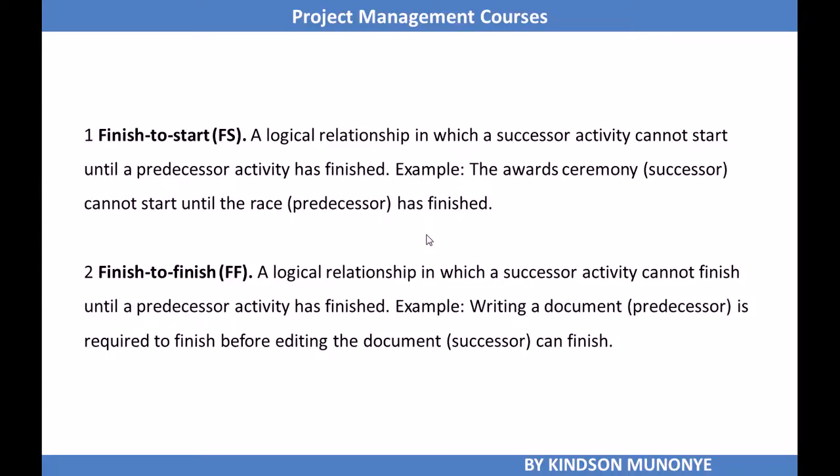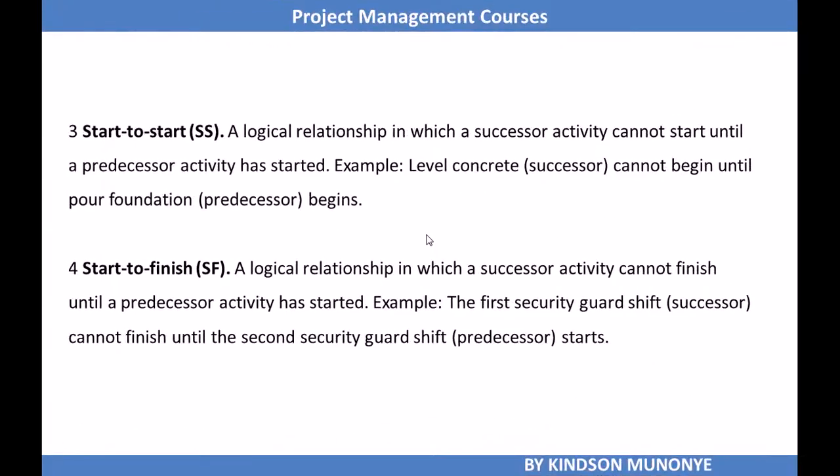Finish to finish is a logical relationship in which the successor activity cannot finish until the predecessor activity has finished. Writing a document, as a predecessor, is required to finish before editing the document can finish. Then we have start to start, a logical relationship in which the successor activity cannot start until a predecessor activity has started. For instance, leveling concrete cannot begin until the foundation has been poured.